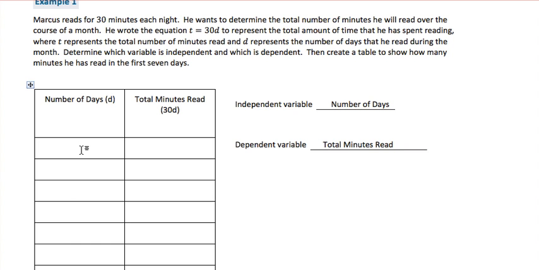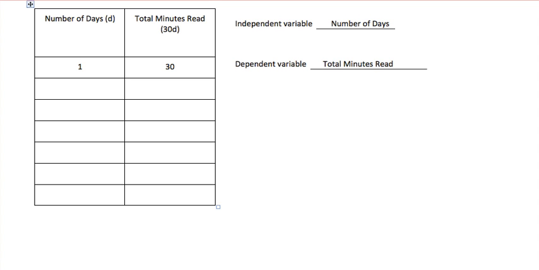And then we'll fill out our table. If he reads 1 day, it'll be 30 minutes read. 2 days is 60. 3, of course, is 90. 4 is 120. 5 is 150. 6 is 180. And 7 is 210.